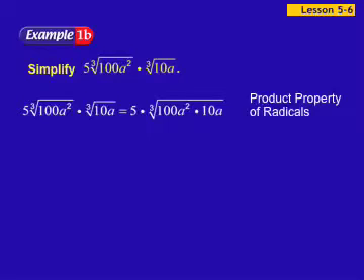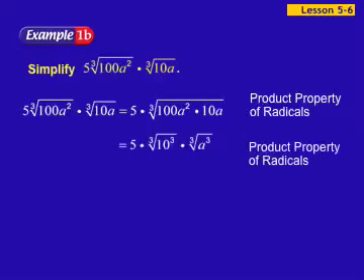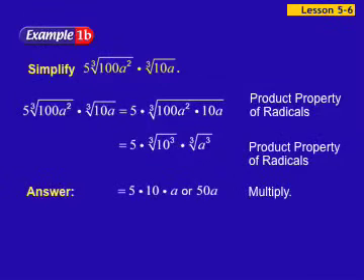I can do the same thing with the a squared. Separate it, a times a, and then I've got that third a, and that's a cubed. Now I can use the product property to separate those, and then take the cube root of both cubes, and then multiply. So we have 50a as a result.